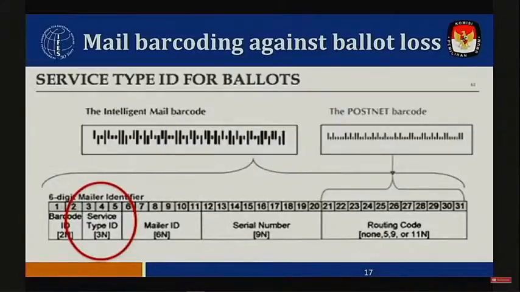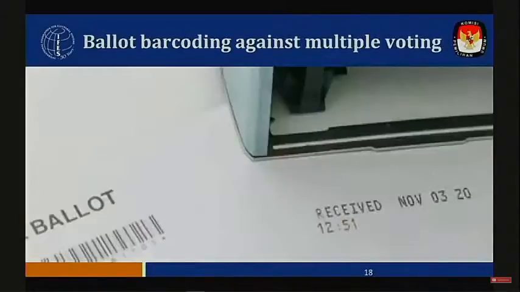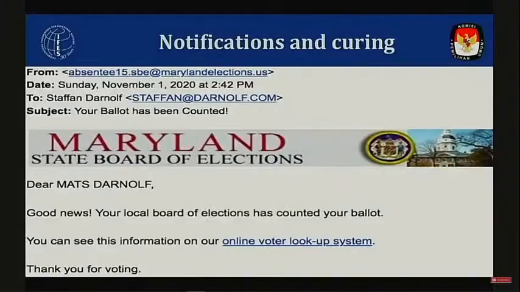And most jurisdictions, I believe over 90% of the jurisdictions in the US right now, mail out their postal ballots with that type of tracking that then allows the voter to see where their ballot is in the postal stream and not only upon receipt. My colleague Staffan Darnolf, some of you might know, for example, voted in Maryland, and he received an email.